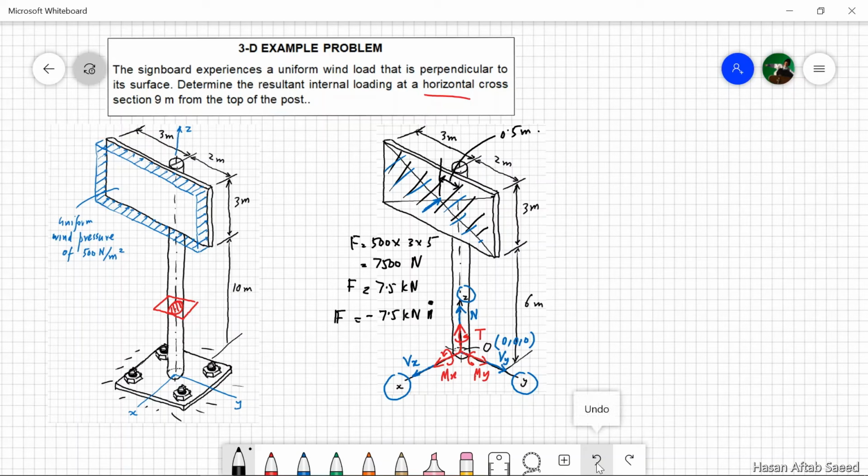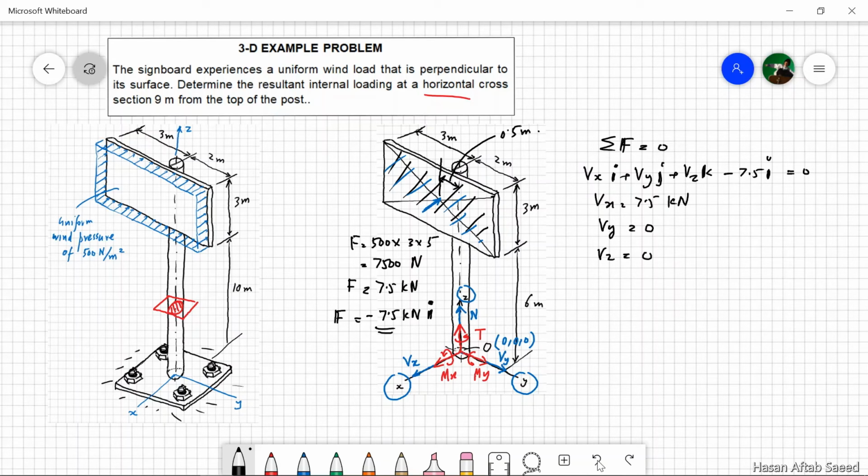Now we are in a position to apply the vector equations of equilibrium. First, the force equation. First, there are the reaction forces. These are what we are interested in finding. It's Vx i plus Vy j plus Vz k minus 7.5 i, just calculated here, is equal to 0. This means that Vx is equal to 7.5 kilonewtons, Vy is equal to 0, and Vz is 0. So we just have one reaction force at point O.